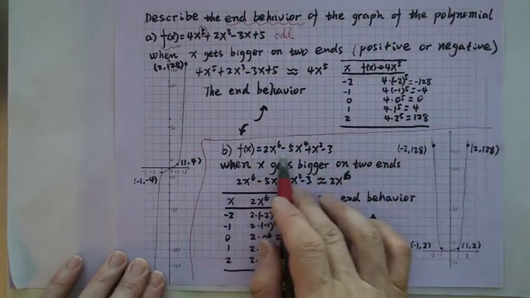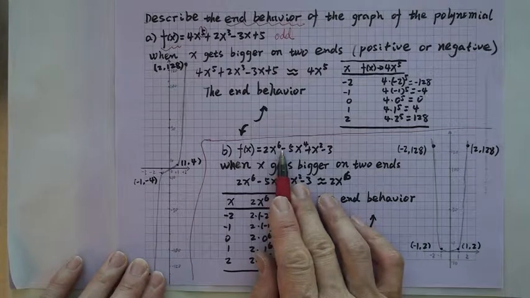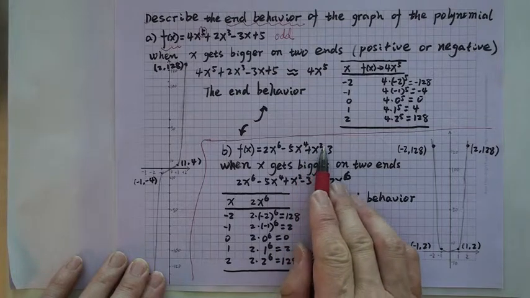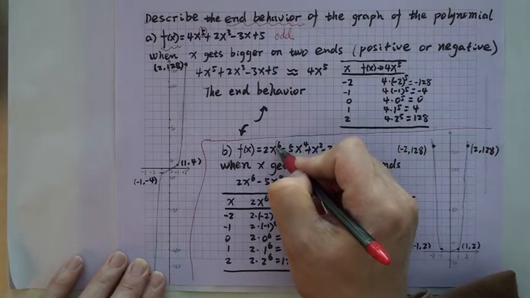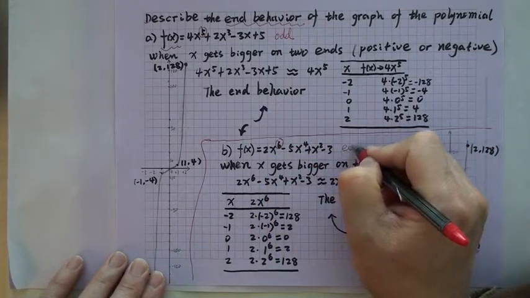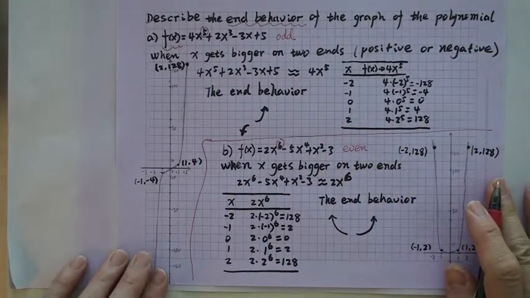The second example is 2x to the sixth minus 5x to the fourth plus x squared minus 3. The degree of this polynomial is even. Let's see the end behavior.